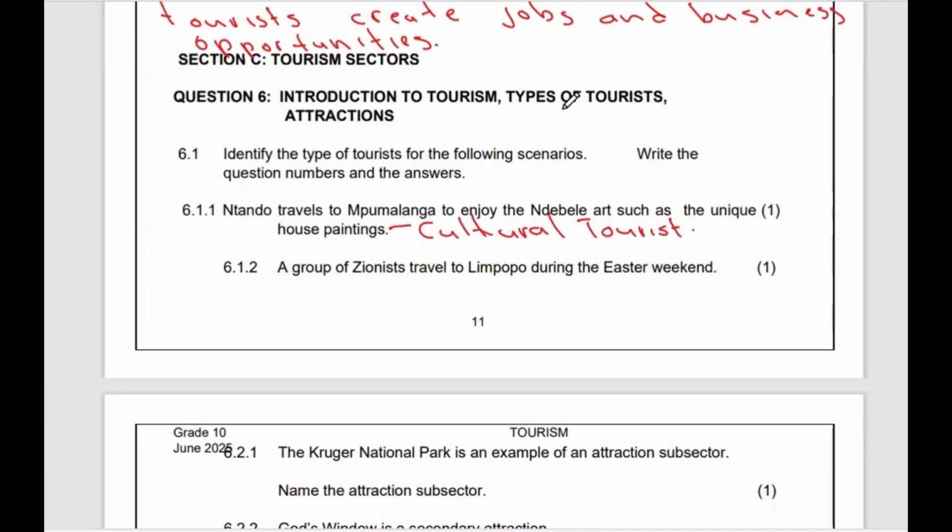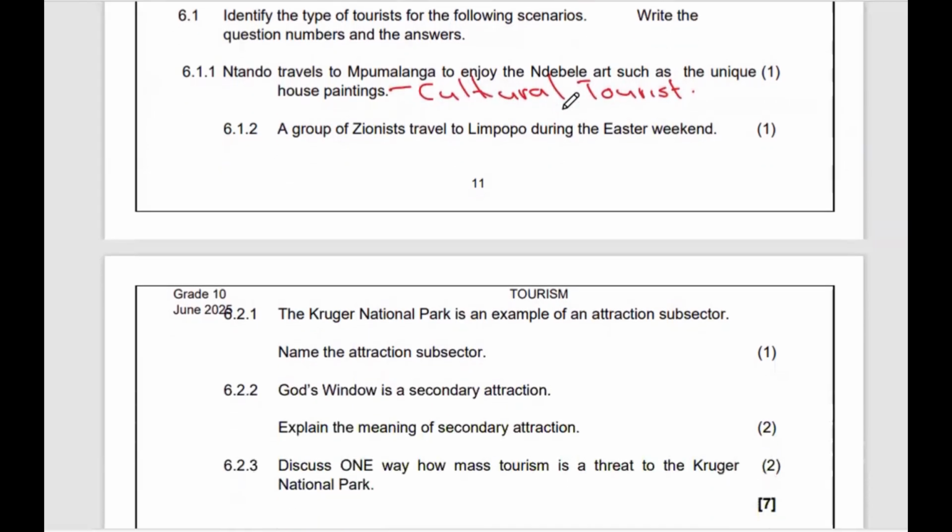Then we also have 6.1.2. A group of Zionists travel to Limpopo during the Easter weekend. These are known as religious tourists, simply because they are conducting a pilgrimage to the Limpopo province. So we label them as religious tourists. Religious tourists would be the appropriate response for this particular question.